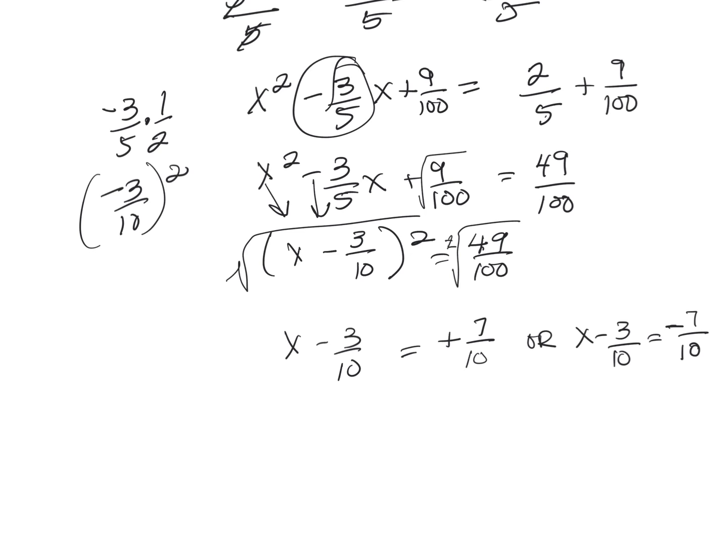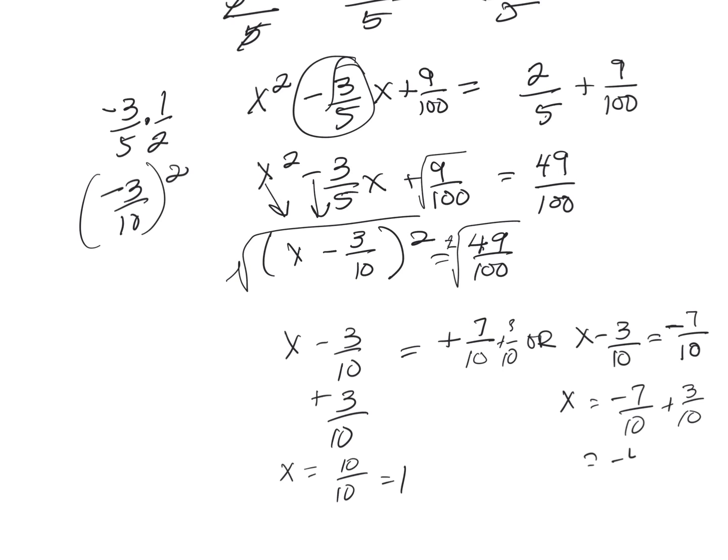Add the 3/10 to both sides. I get x equal 10/10, which is 1. Add the 3/10 to both sides. I get negative 7/10 plus 3/10, which is negative 4/10, which is negative 2/5. And we get the same answers as before.